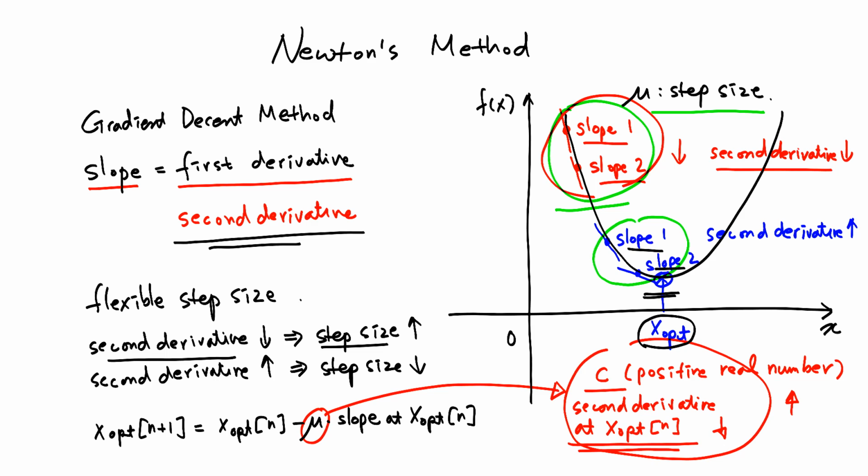On the other hand, if this second derivative is large, then we have a large number in the denominator. So the whole thing becomes small, which in other words, if the slope is changing fast, just like here, then our step size becomes very small. And this is Newton's method.